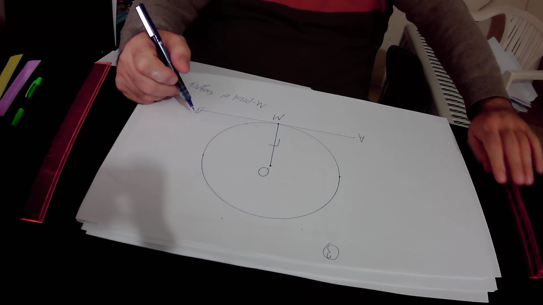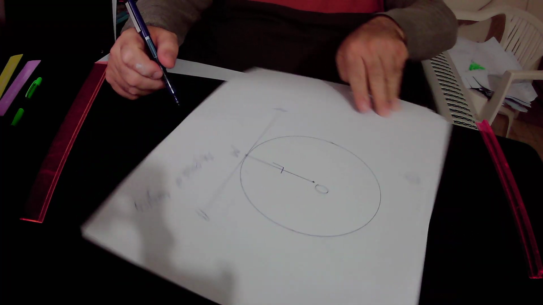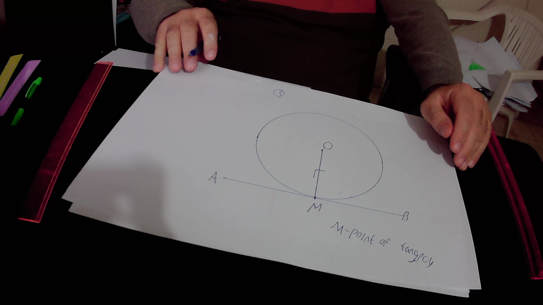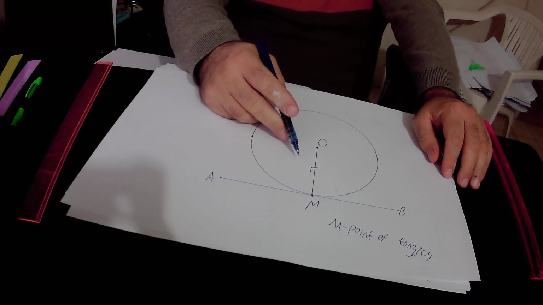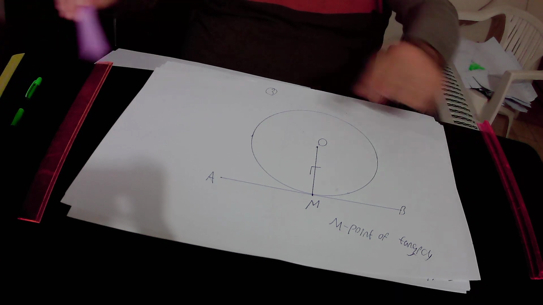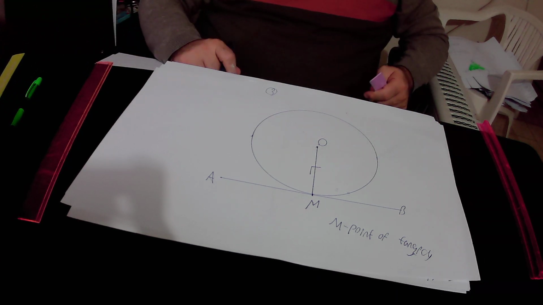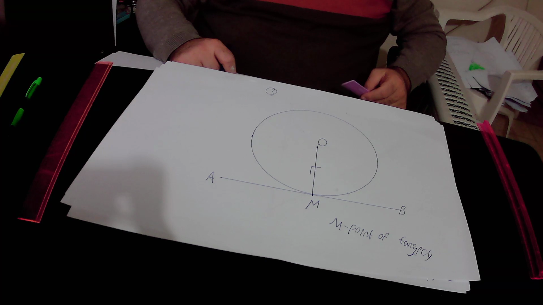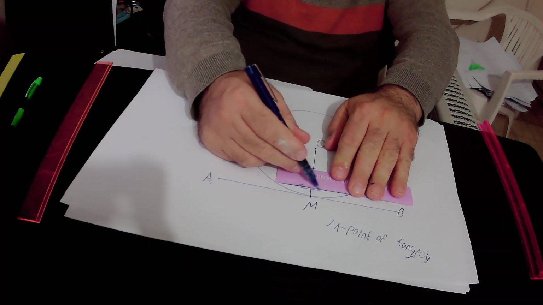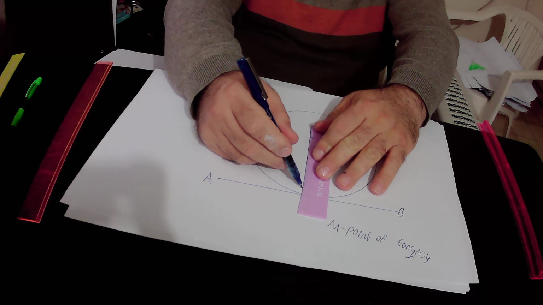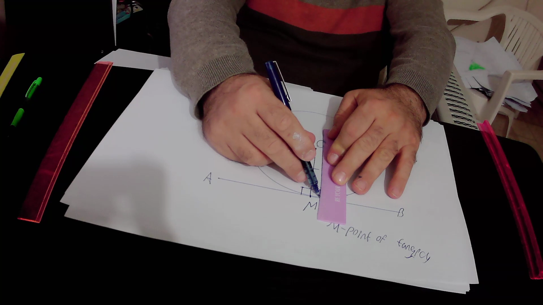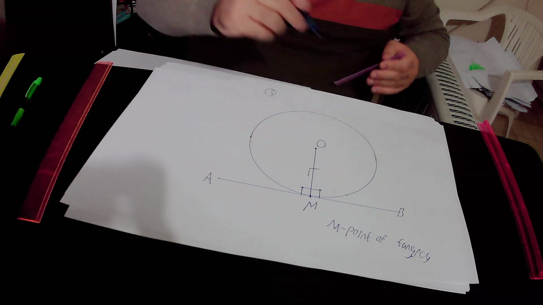So we have here the radius OM drawn to the point of tangency, that is to say, drawn to point M, the point of tangency of tangent AB with this circle. Therefore, according to rule number 1, the tangent AB will be perpendicular to this radius. That is to say, this angle will be equal to 90 degrees, and this angle will also be equal to 90 degrees.